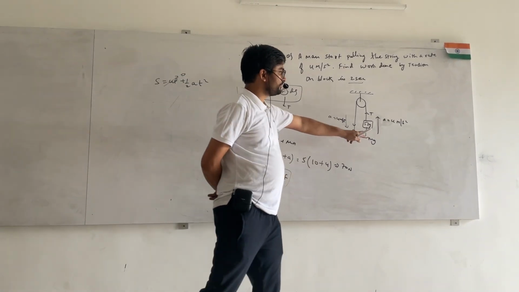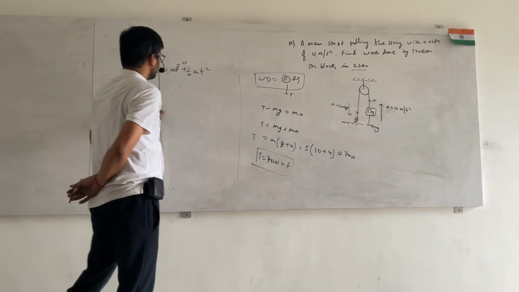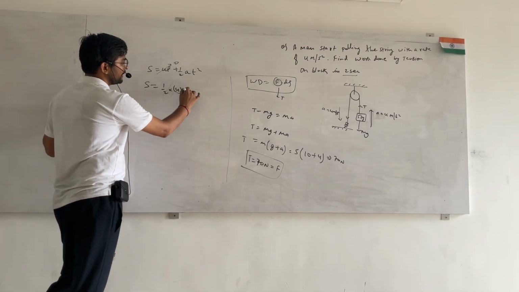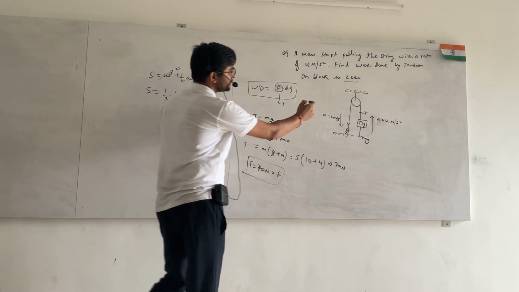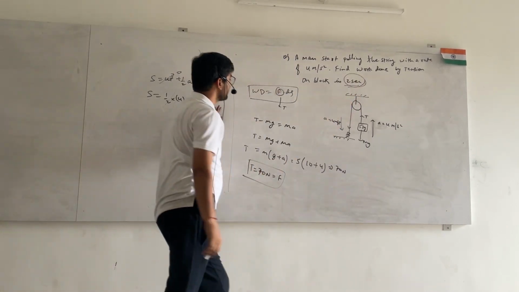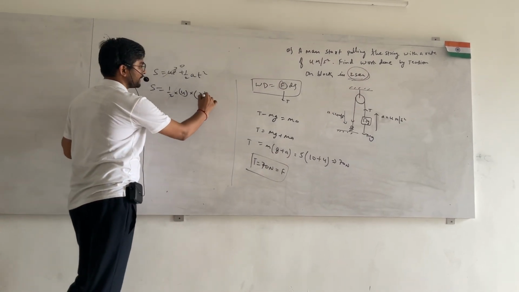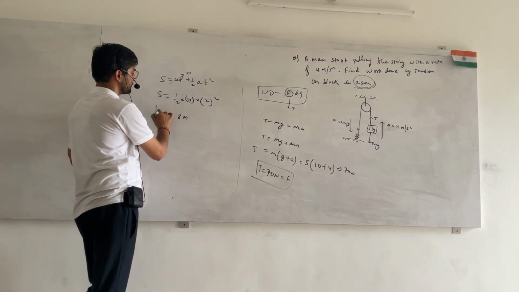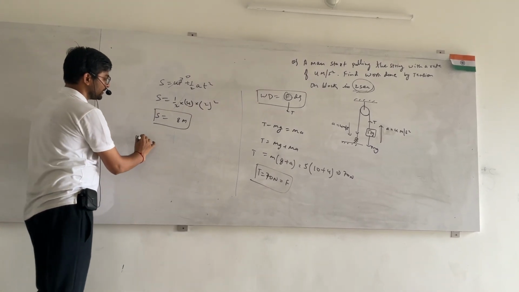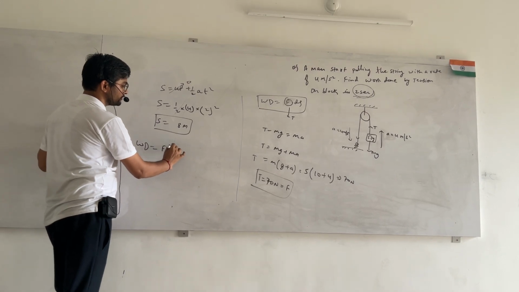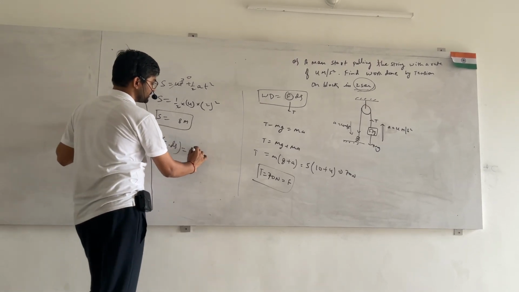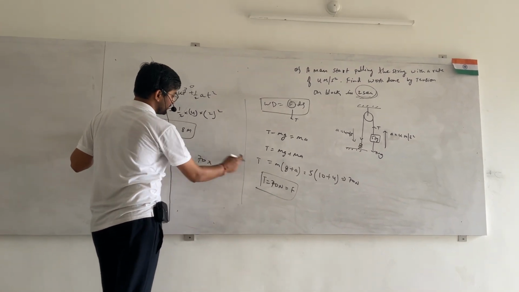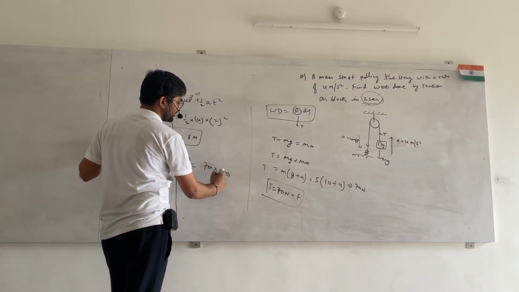Why? Because initially the block is at rest. So what is the displacement? Displacement is half into a, which is 4, into t squared, and the time is given in the question: the time is 2 seconds. So this is 2 squared. This value is 8 meter. So if we are finding the work done, the work done is equal to force into displacement. That is 70 into this displacement 8. That is 756.